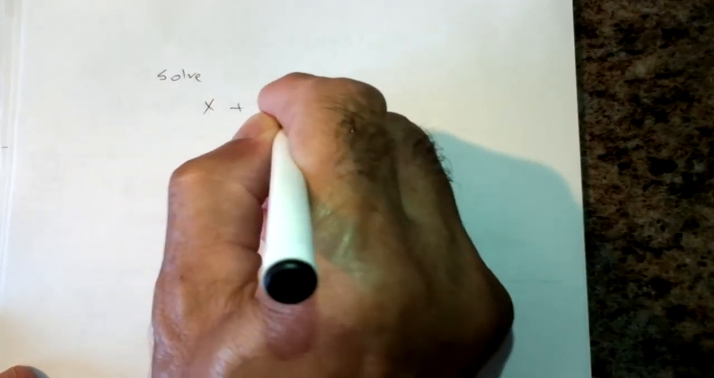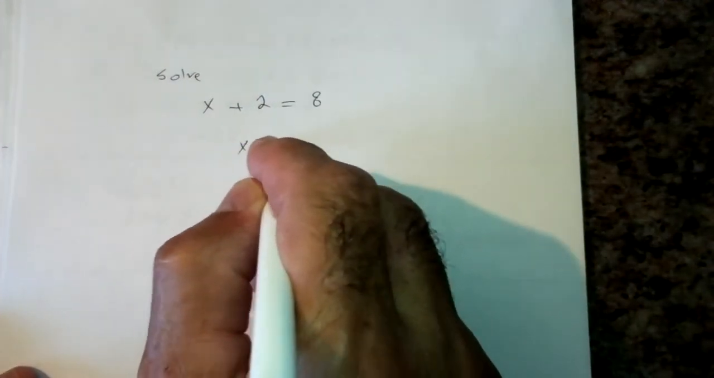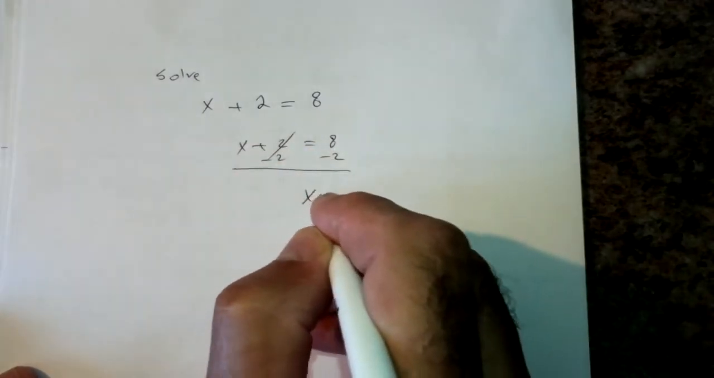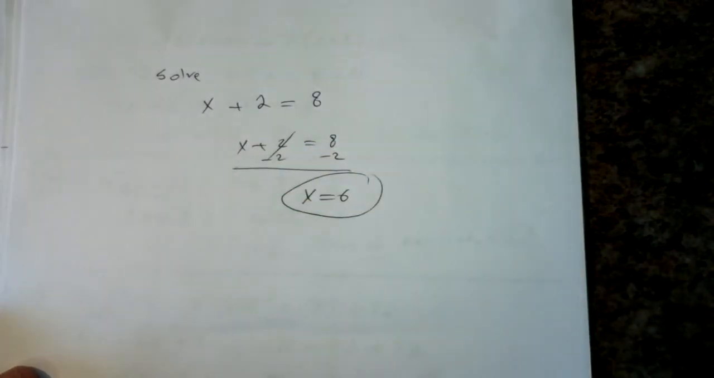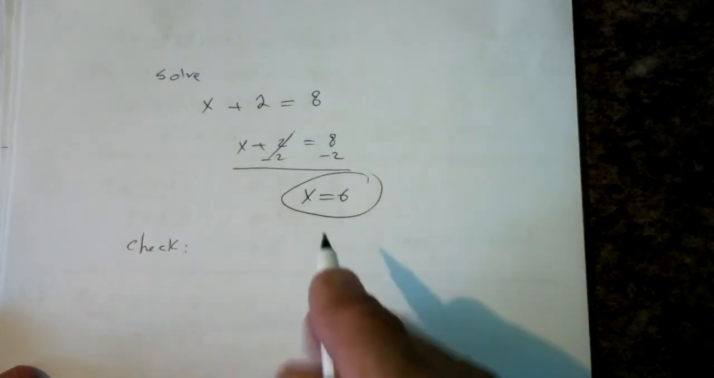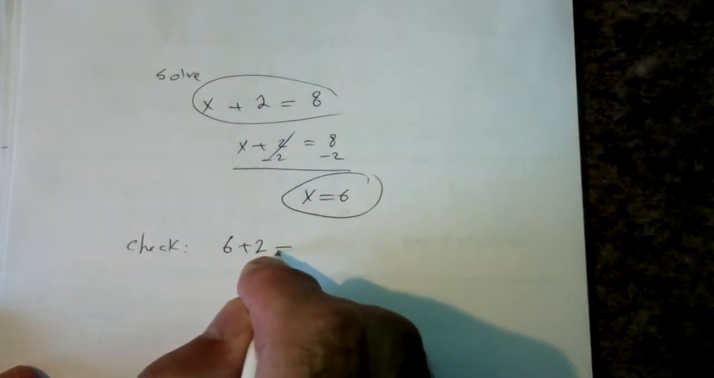What about this one? When I ask you to solve this problem, look, solve x plus 2 is equal to 8. When you solve this equation, you just say, okay, we subtract 2. x is 6. How do I know my answer is correct or not? You always check. How do I check? You take this 6 and you put it in the original equation. 6 plus 2, is that 8? Yes.